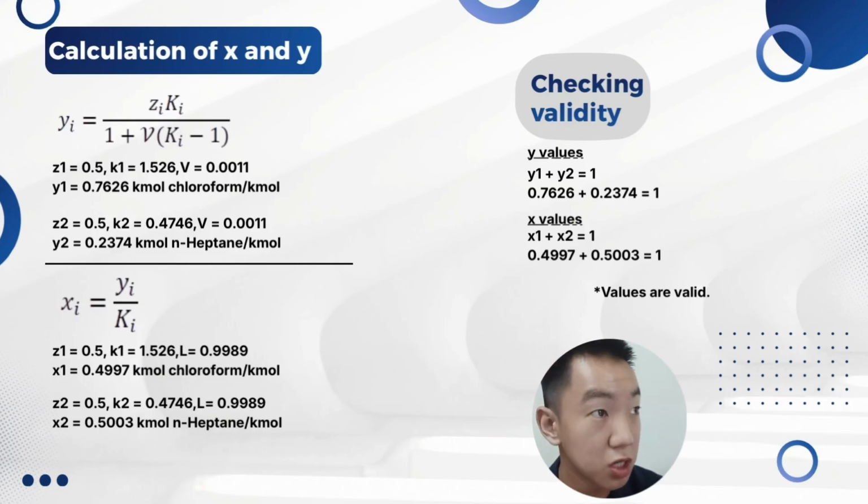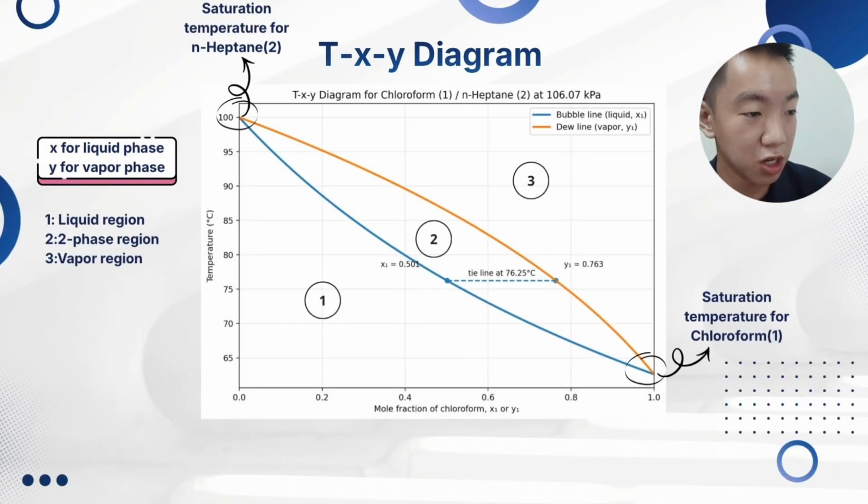So after calculating, we must check the validity of these values. Both of them must total to 1, and after our calculation, we get both of them equal to 1, which is valid. Okay, so this is our TXY diagram for chloroform and n-Heptane at 106.07 kilopascal of pressure.